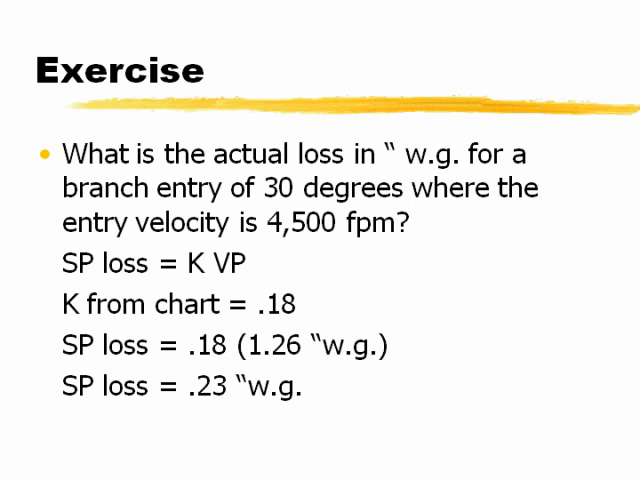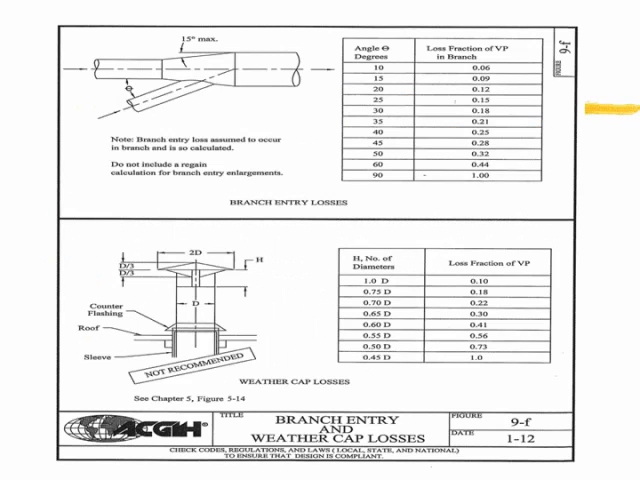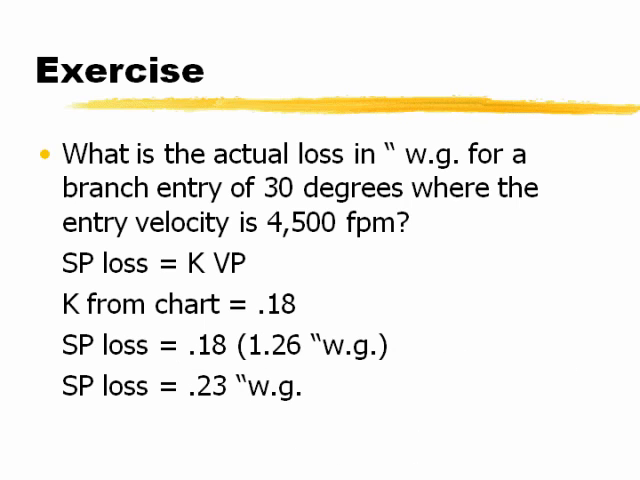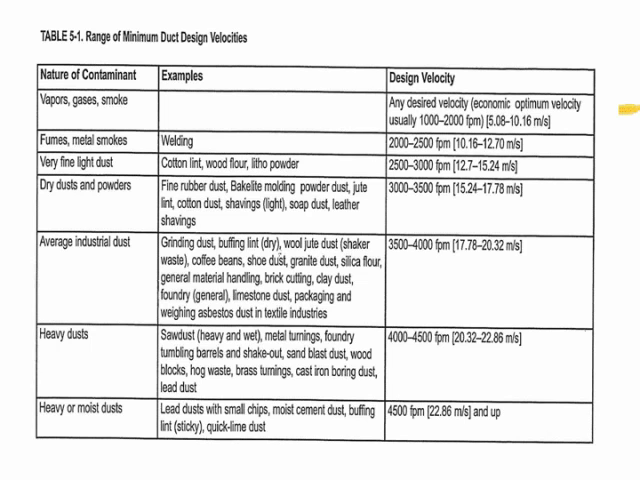Another one, what is the actual loss in inches water gauge for a branch entry of 30 degrees where the entry velocity is 4,500 feet per minute? So we find, based on a 30-degree angle, a loss factor of 0.18, and then 4,500 feet per minute gives us a velocity pressure of 1.26. So the actual static pressure loss associated with air moving through our system when we have this branch entry is 0.23 inches water gauge. So throwing out a lot at you, I know, but it'll all make sense when we put this together and we start to actually design a ventilation system based on all these rules.